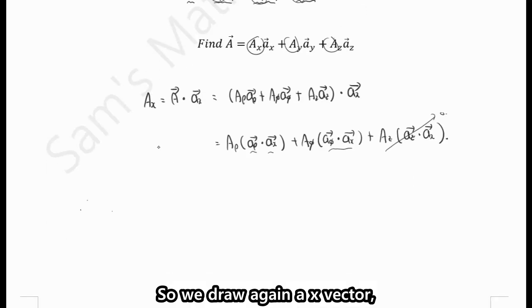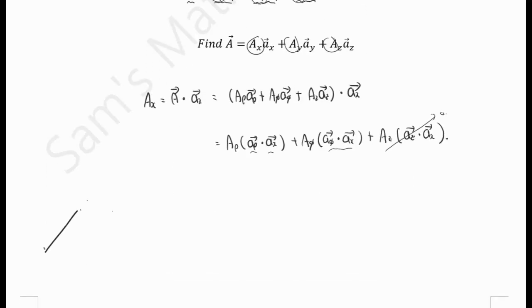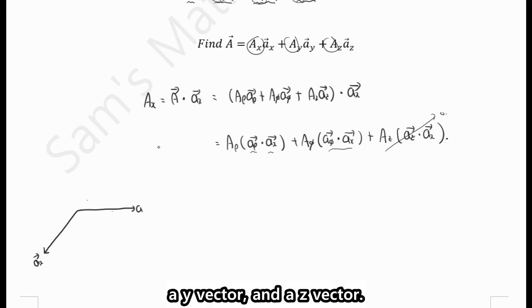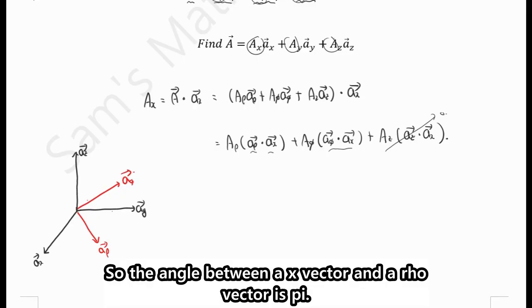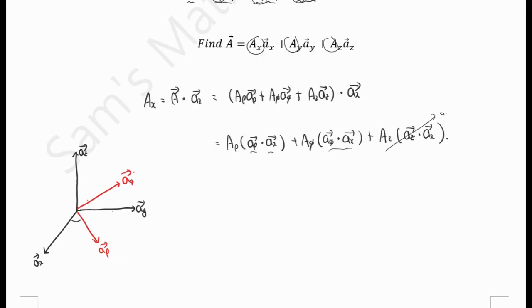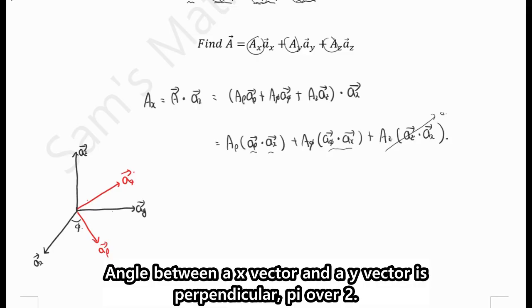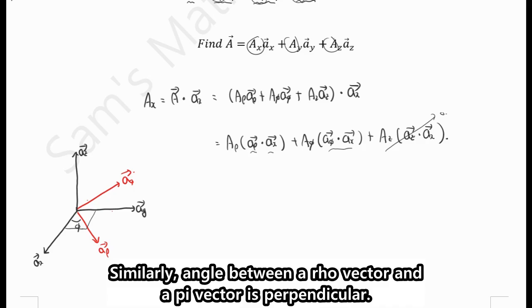So we draw again the ax vector, ay vector, and az vector. And Aρ vector is this vector, and Aφ vector is this vector. So the angle between ax vector and Aρ vector is φ. The angle between ax vector and ay vector is perpendicular, pi over 2. Similarly, the angle between Aρ vector and Aφ vector is perpendicular.